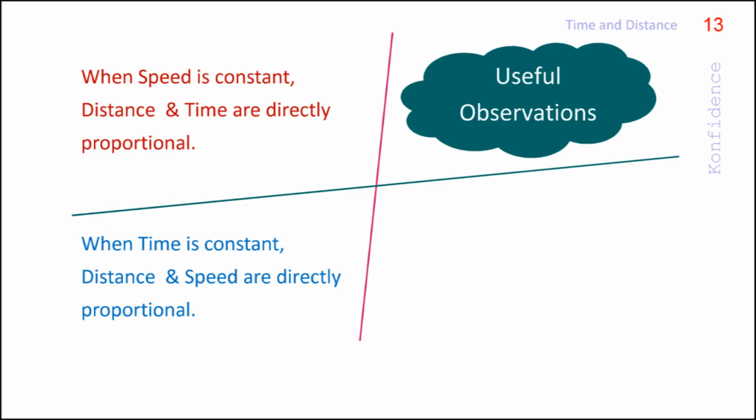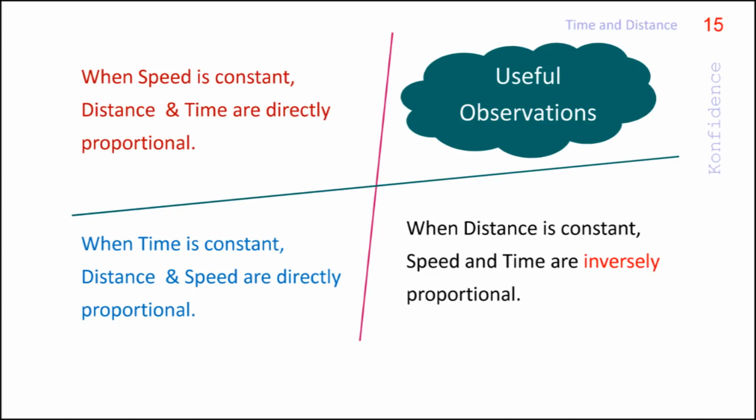From the distance relation, distance equal to speed into time, we can see that when distance is a constant, speed and time are inversely proportional. For example, let us assume that you walk from your hostel to the college every day. The distance remains the same. If you increase your speed, the time taken comes down, and if you decrease the speed, the time taken goes up.